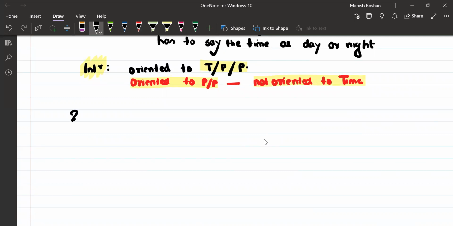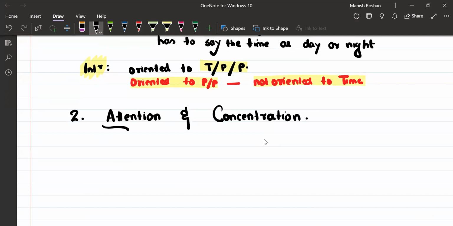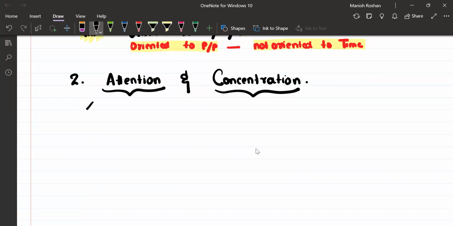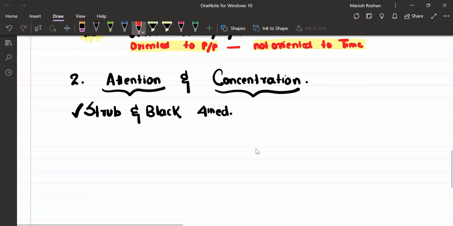Looking into the second component of neurocognitive function, that is attention and concentration. First we should know the definition of attention and concentration. Let us look at the definition given in Strub and Black, 4th edition. What is the definition of attention in Strub and Black?